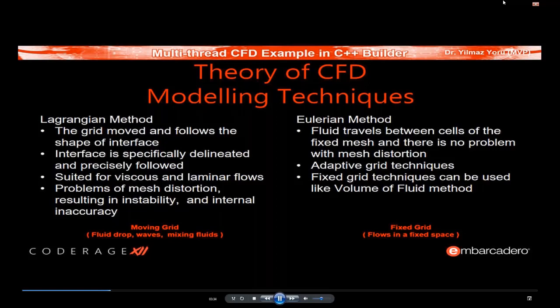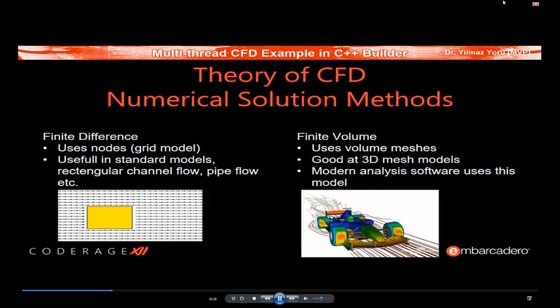In the theory of CFD, there are many numerical solution methods, and there are two popular methods, finite difference and finite volume. Finite difference uses nodes, and finite volume uses volume meshes. It is very good at 3D mesh models. Modern analysis software uses mostly finite volume, but finite difference is also useful in standard models like rectangular channel flow, pipe flow, and other flows.